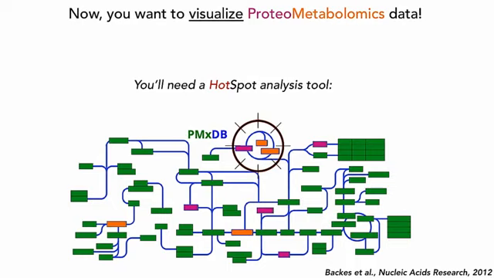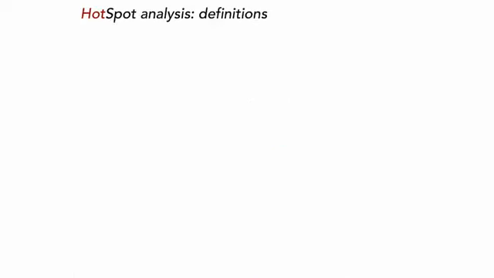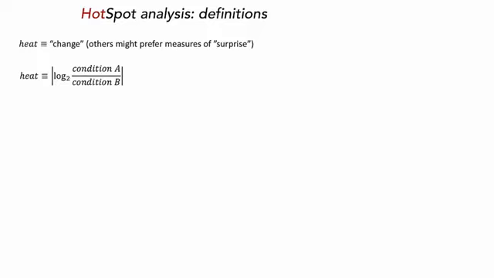But the framework is similar. So this is not a crazy novel idea, but you don't see it a lot in proteometabolomics. Now, just a few definitions. By heat, and I'm sorry to abuse thermodynamics here, heat just means change. You could use p-values. We prefer to use the absolute log of fold change because we don't care about the direction. If you're up or down, something interesting is going on.